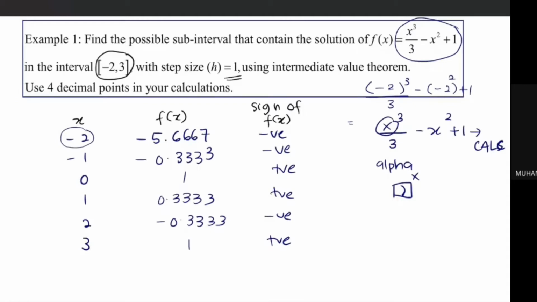We want to find the interval that contains the solution, so we choose different signs. These two are the same. So we choose negative and positive here, so there exists a solution in this interval: negative 1, 0. And then here, positive, negative: 1, 2. And then 2, 3.